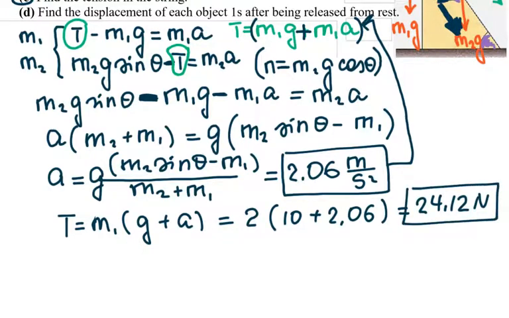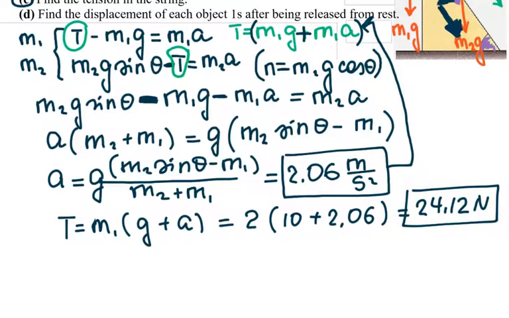So that's the tension in the rope. And the last part, they ask you to find the displacement if it traveled over 1 second. So if you know acceleration, it started from rest, the final velocity is going to be initial velocity, which is 0, plus acceleration, which is 206, times the time 1 second. So that gives you just 206 meters per second.